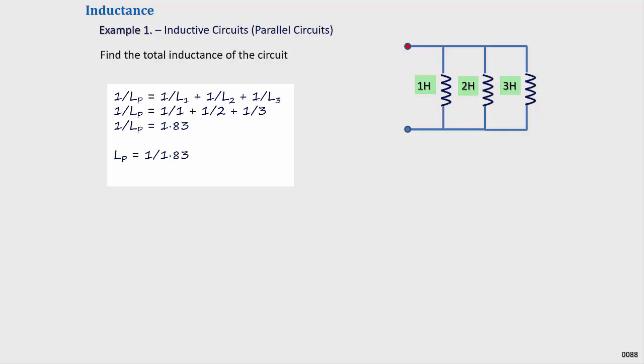So Lp equals 1 over 1.83, which equals 0.546 henries.